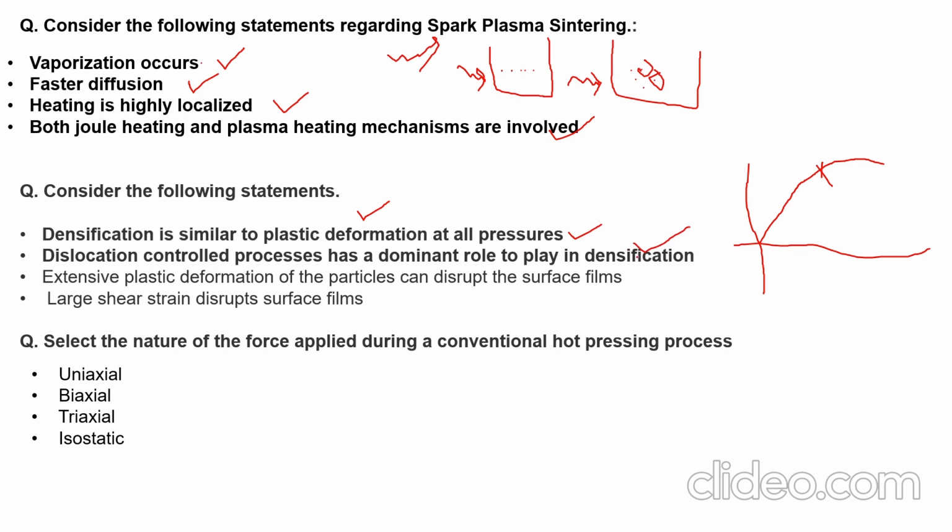Then we have another question that says select the nature of the force applied during a conventional hot pressing process. Is it uniaxial, biaxial, triaxial, or isostatic? We know that it is a uniaxial process when you are having a hot pressing process. You have a compact and you are trying to compress it uniaxially in one direction under a heated condition, because it is hot pressing. So it is a uniaxial force that is being applied on your mold.